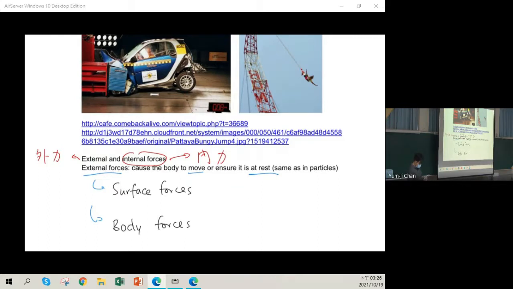Let's go through the Chinese translation first. We have two types of external forces. One type is called surface force, and another one is body force.